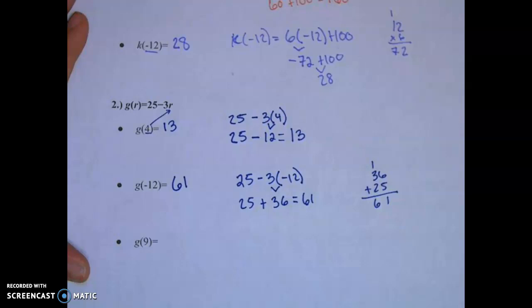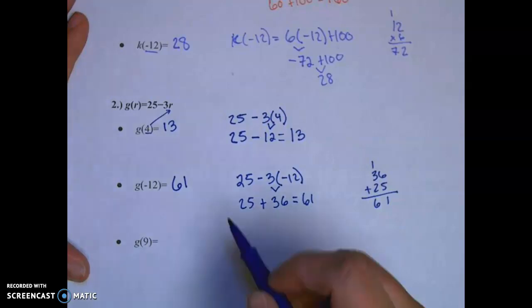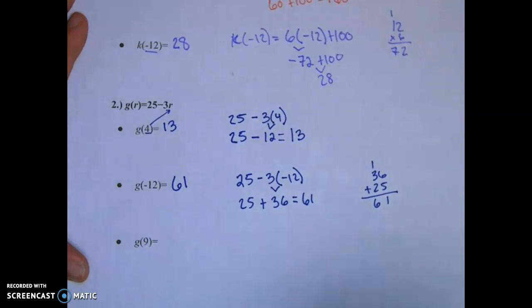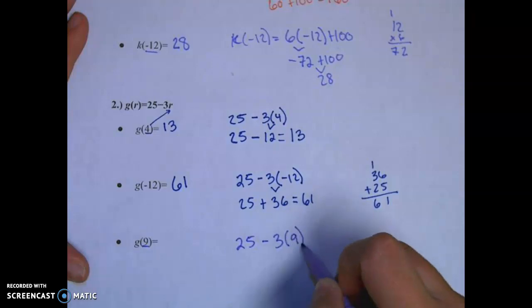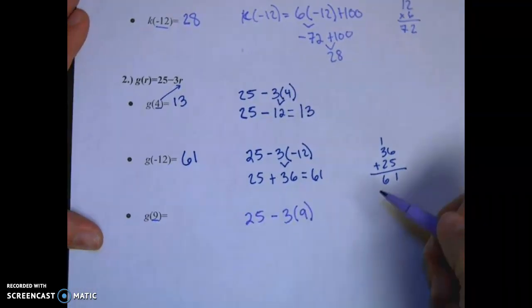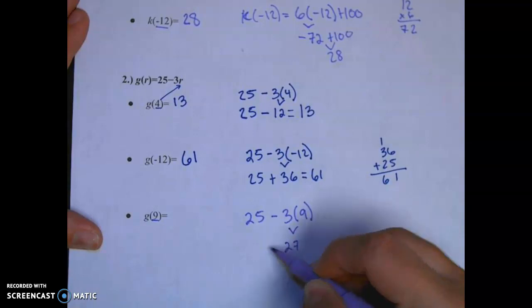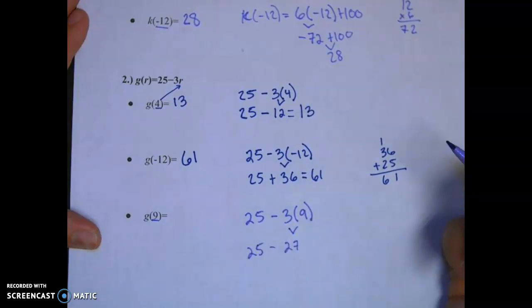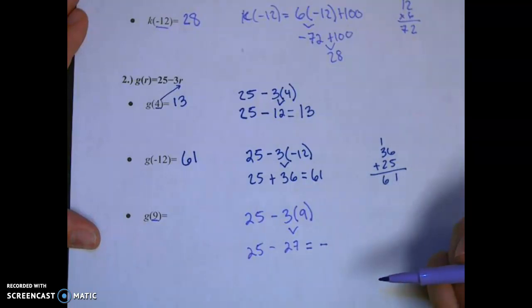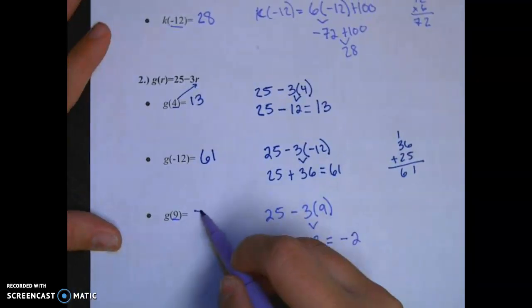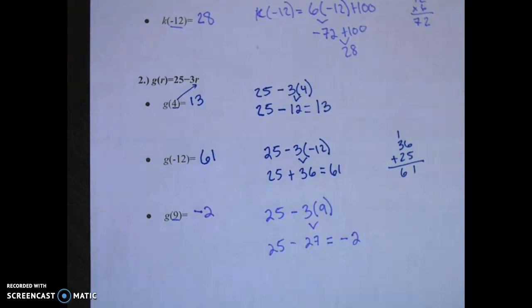All right, so let's move to the bottom one here. We have 9. So I have 25 minus 3 times 9. 3 times 9 is 27. So 25 minus 27. That is actually going to give me a negative number, and what's that going to be? 2. So at g of 9, we're going to have -2. And it's okay if you get negative numbers. It sometimes happens. Sometimes our graph hits it. So let's move on to the next ones.